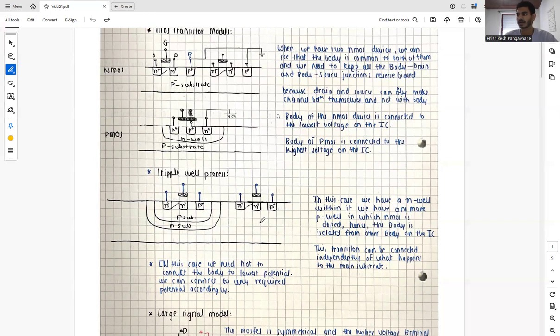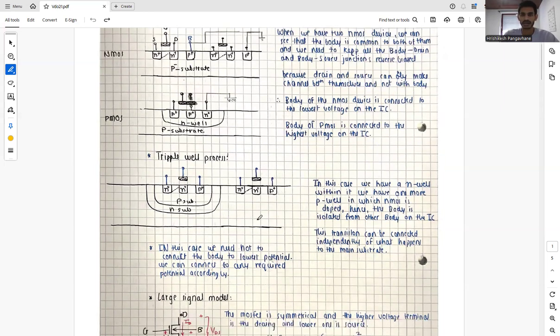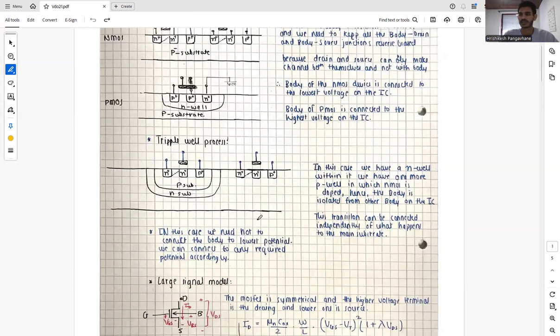It behaves regardless of what happens to the main substrate. It is isolated completely, and the transistor is connected independently. So in this case, we need not connect the body to the lowest potential, and we can connect it to any required potential according to our requirements.